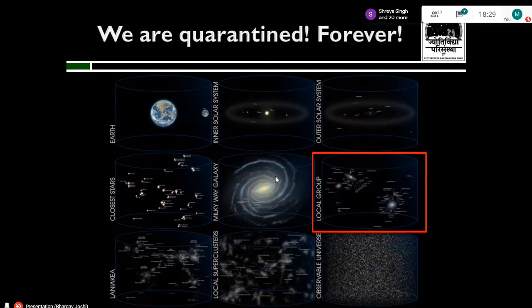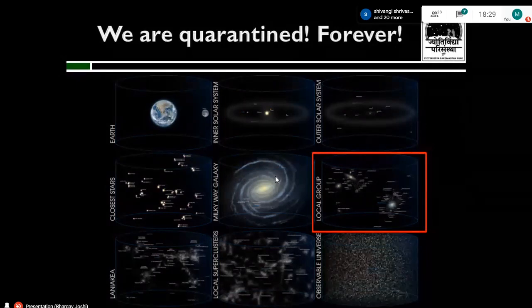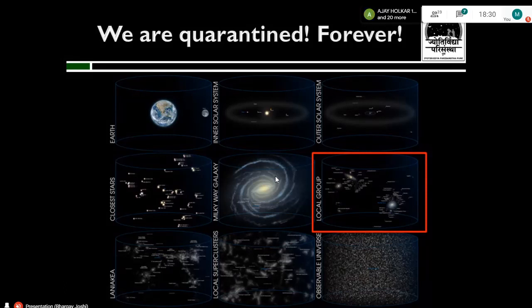Imagine, 0.00...01% is the local group. That is how small the local group itself is, and we are never going to leave this. So that means almost 99.999999% of the entire universe is going to be unknown to us. So this is one of the most depressing things that we can learn from modern astrophysics.